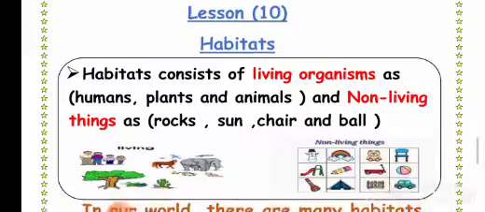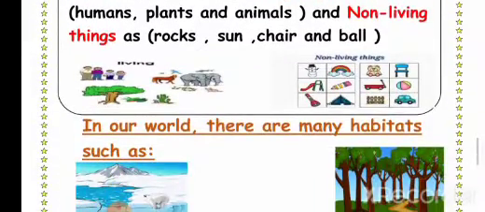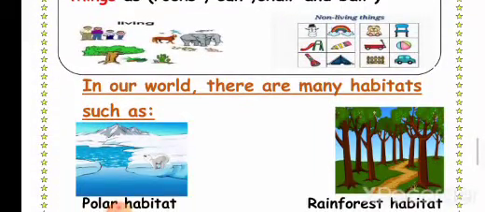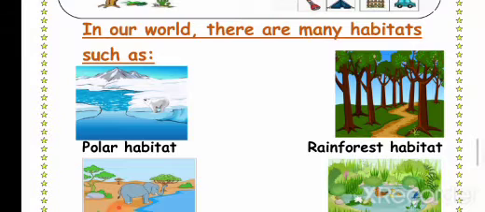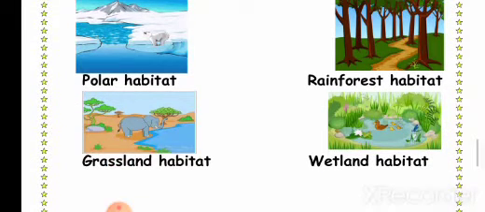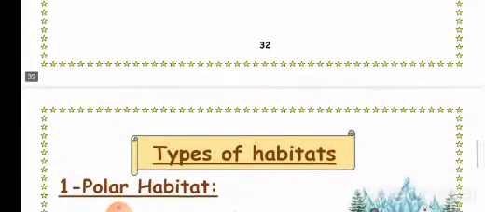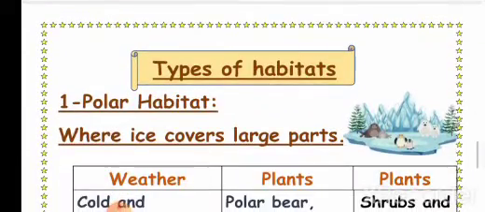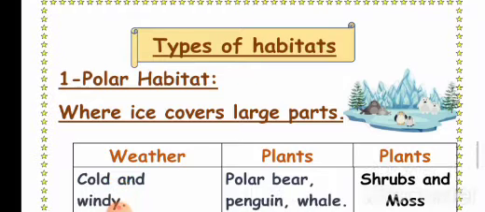Okay, junior 3. In this lesson, we will talk about different habitats. We have many types of habitats like polar habitat, rainforest habitat, grassland habitat, and wetlands habitat. Let's talk about number one, polar habitat. In the polar habitat, junior 3, ice covers large parts.